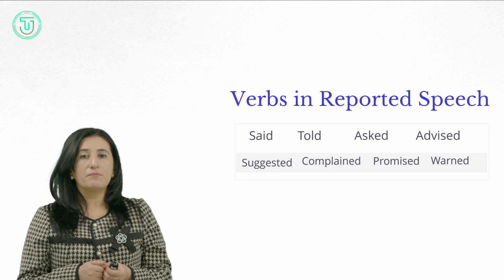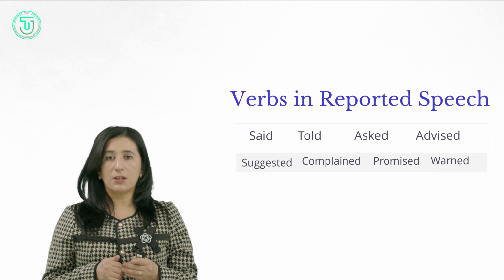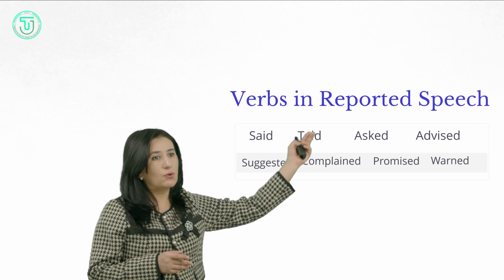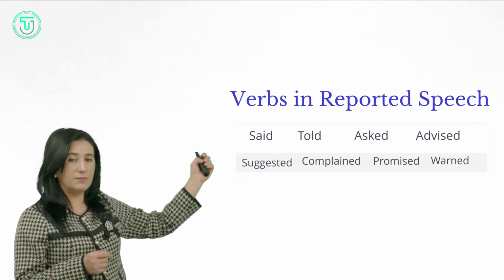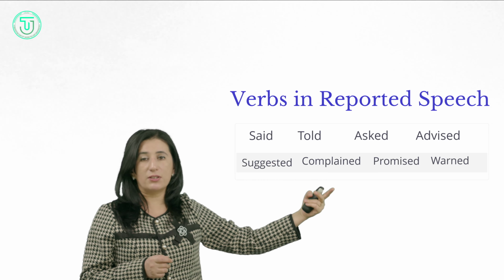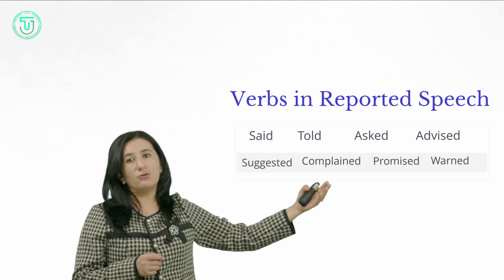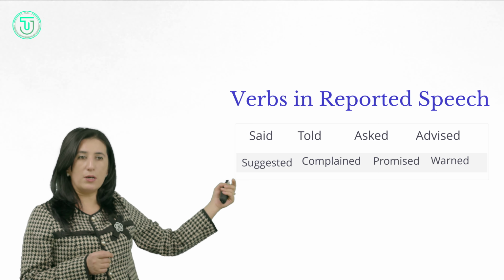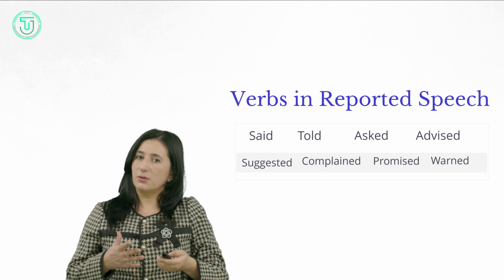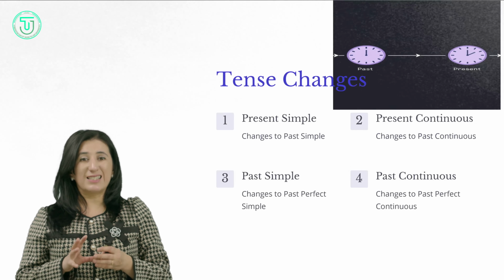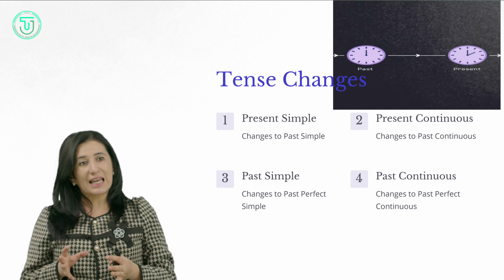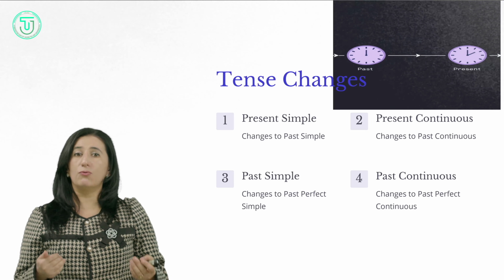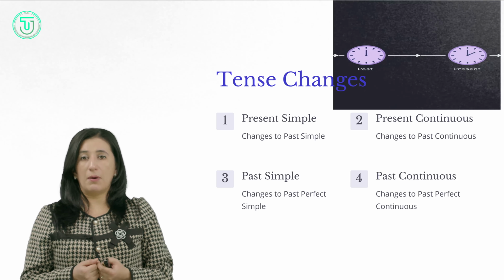There are some verbs to transfer someone's speech into indirect speech. The words are said, told, asked, advised. Sometimes, depending on the characteristic of the sentence, it changes into suggested, complained, promised, warned, wanted, and so on. So we have different statements which change according to the characteristic of the information you are reporting.